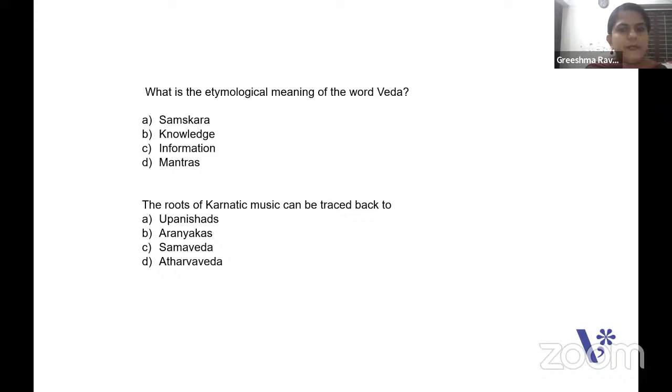Okay, next. The roots of Carnatic music. Next question: roots of Carnatic music can be traced back to which Veda? The options are Upanishad, Aranyaka, Samaveda, Atharva Veda. What can be the answer? Roots of Carnatic music. Okay, so what is the answer? Yes, very good. Sama Veda. Sama Veda is related to music. So the roots of Carnatic music can be traced back to Sama Veda. Very good.